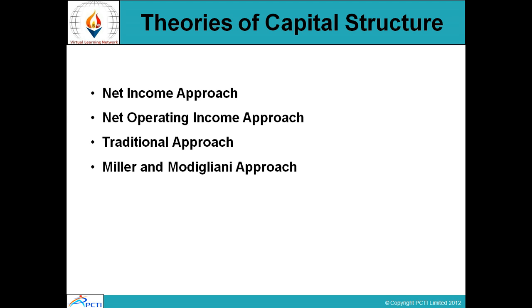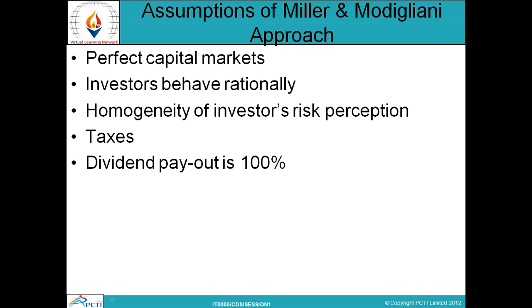However, you need to assume that this approach is based on certain assumptions. There are certain assumptions for the Miller and Modigliani approach, so let's understand what they are. The first assumption is a perfect capital market. What they say is securities can be freely traded. That is, investors are free to buy and sell the security.